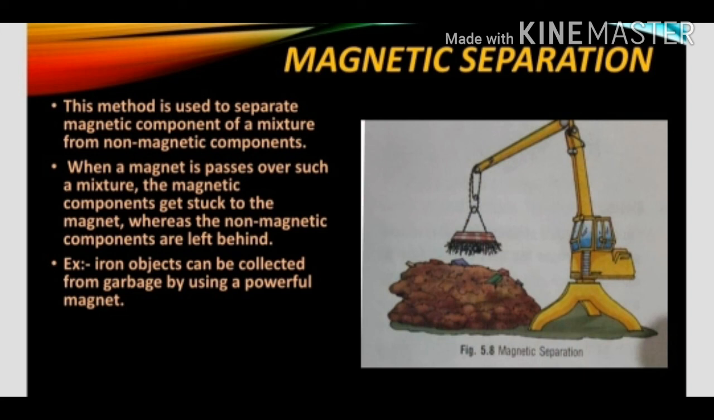For example, iron objects can be collected from garbage by using powerful magnets. In the pic, you can easily see magnetic separation is done by the use of a big electromagnet fitted with a crane. From the garbage, the iron particles are picked up by the use of the magnet and then get separated.